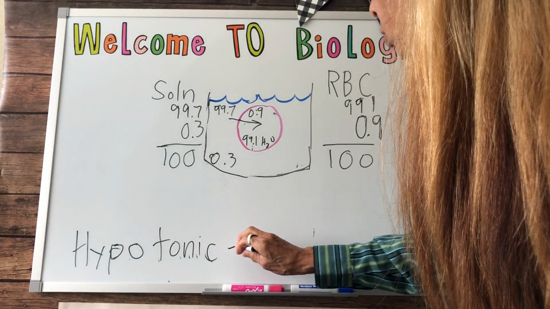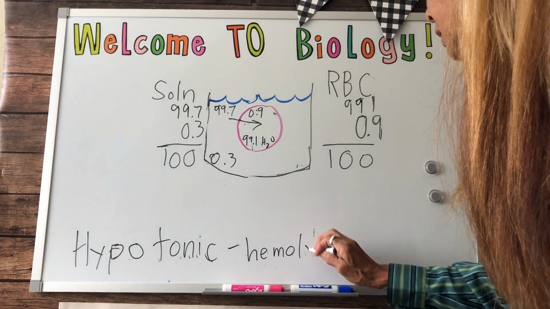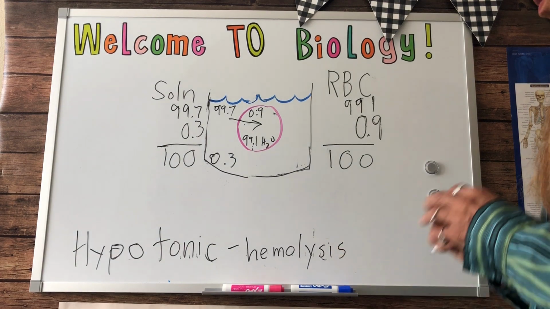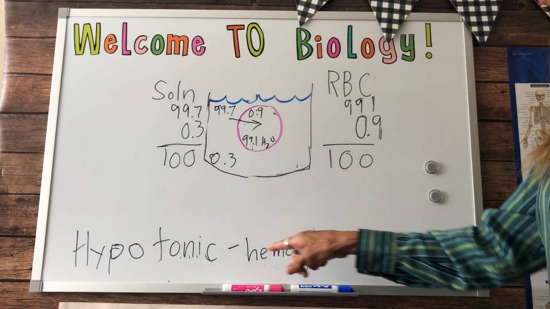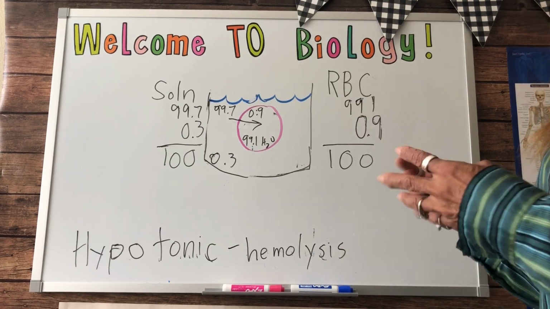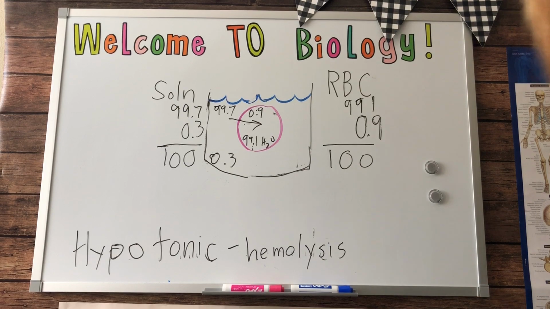And here the cells would do something else. They would not crenate, they would hemolyze, or hemolysis would occur. Hemo meaning blood, lysis means to dissolve or break down. So here the red blood cell would be broken down or dissolved, or I think of it as burst or exploded, but that would be a hypotonic solution.